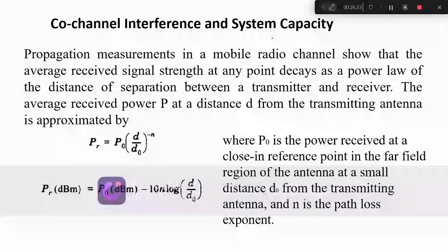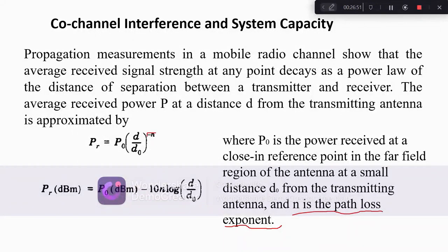Here minus n is a very important number. It is called the path loss exponent. N is the path loss exponent. Now P naught is the power received at the close-in reference point in the far field region of the antenna at a small distance d naught from the transmitting antenna, and n is the path loss exponent.